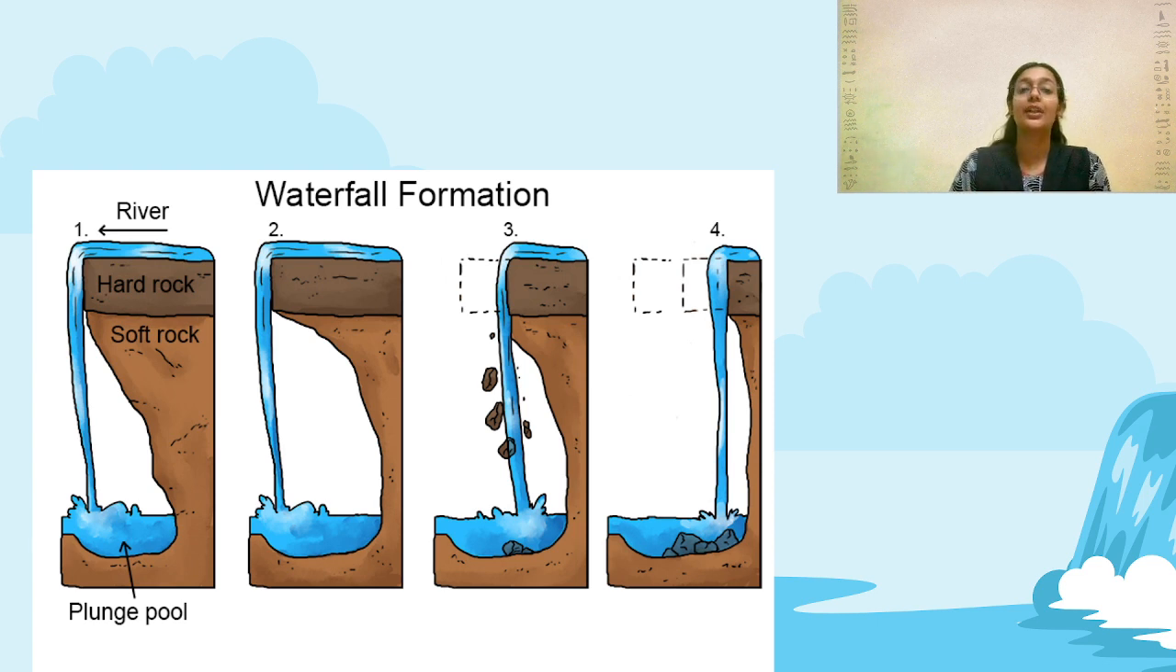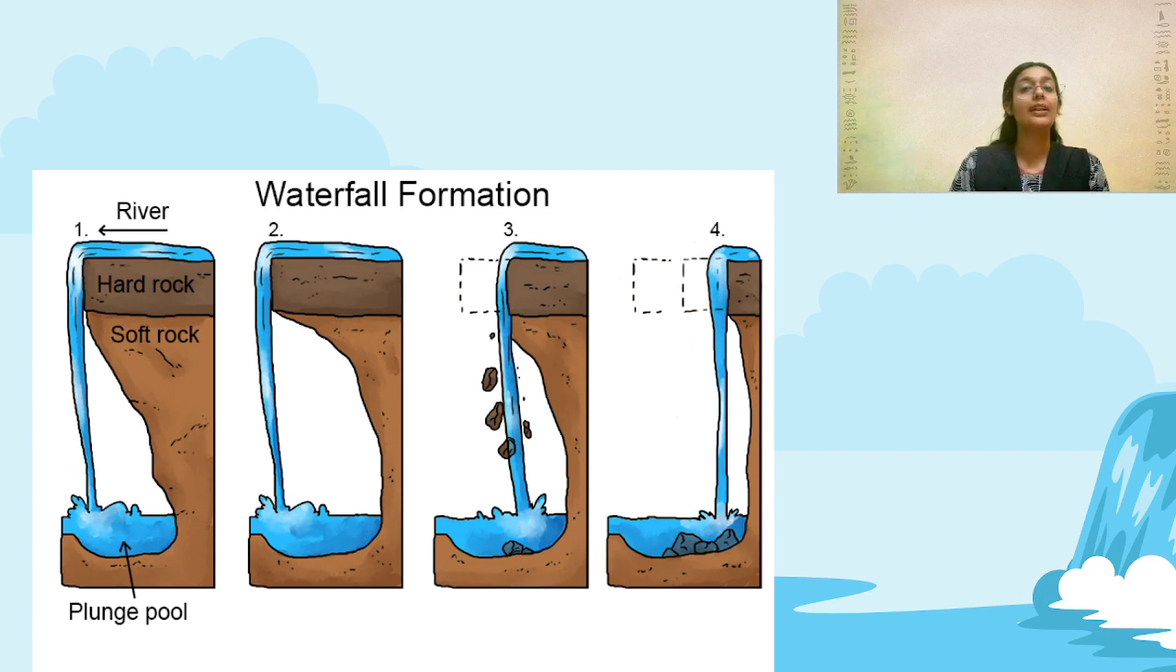So during the natural course of a river, the river passes through different types of surfaces. There are many types of rock, broadly classified as hard rock and soft rock. So when the river flows in its natural course, it encounters a pattern of hard and soft rock.